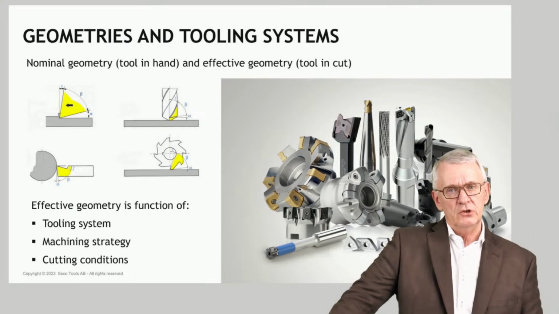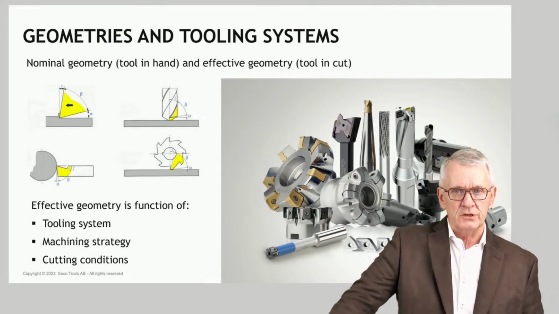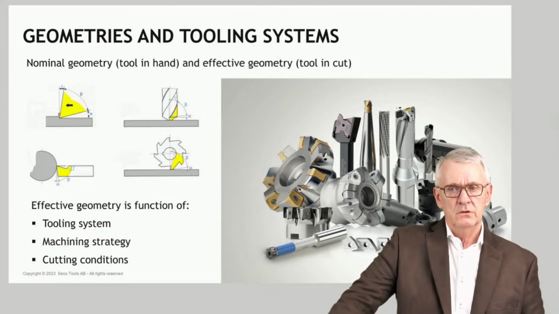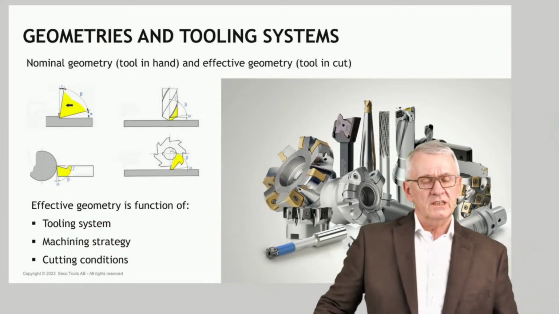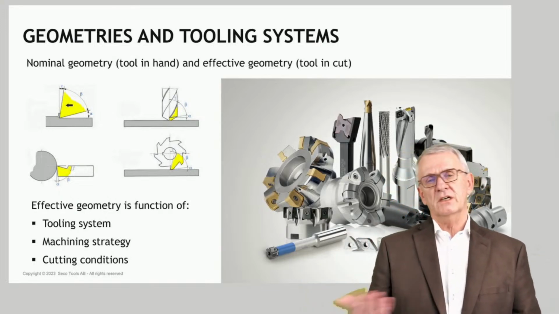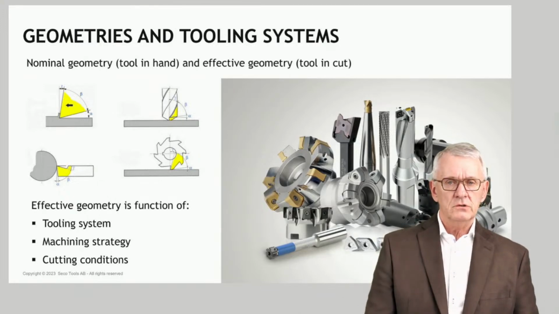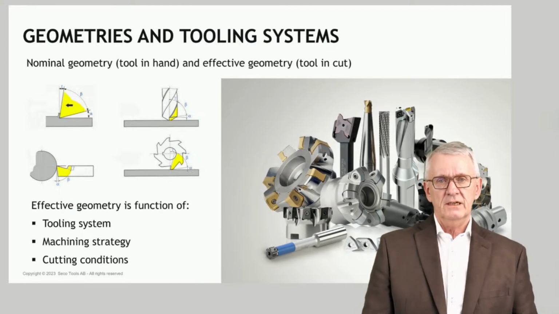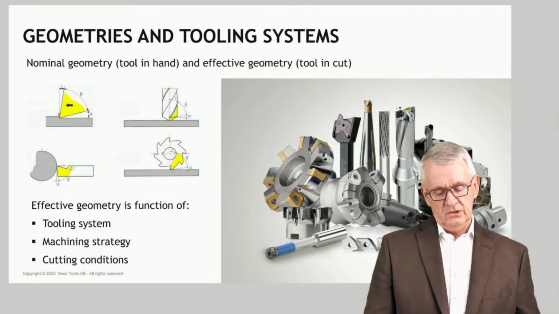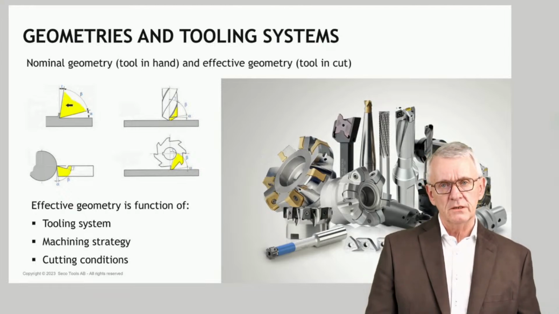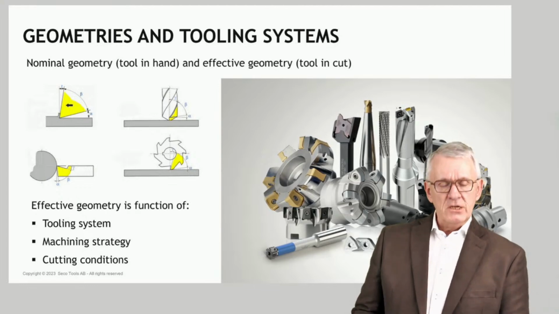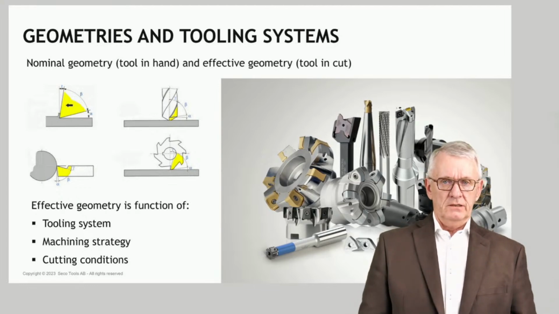You can have a tool with one nominal geometry, but with a lot of effective geometries, depending on how you use the tool. And the effective geometry depends on the tooling system you use, solid carbide or inserts, for instance. It depends on the machining strategy you use. It depends on the cutting conditions. So that's quite a chapter on its own. But it's important that you realize when you select a tool from a catalog, you select a tool with a nominal geometry. The way you use it will define the effective geometry.